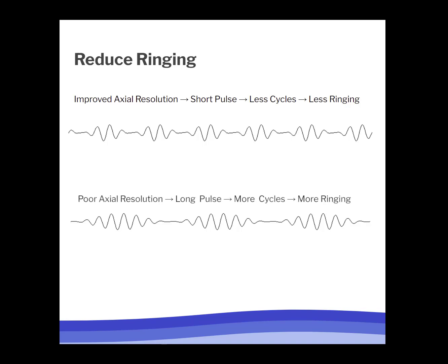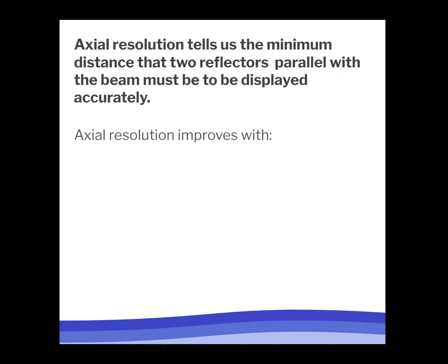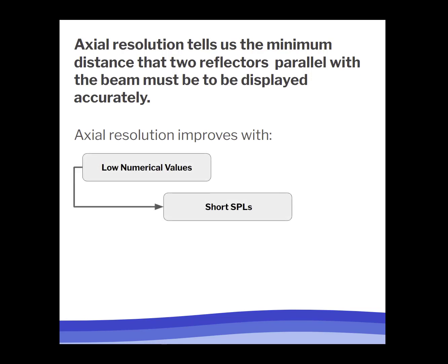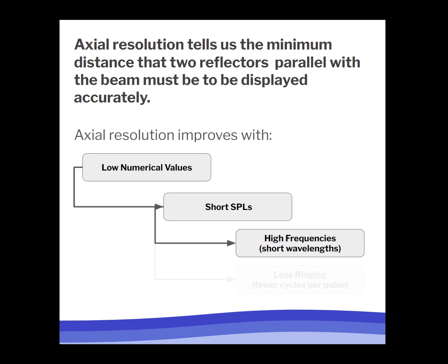When we let the transducer ring, it can make more cycles per pulse, which makes the pulse long and degrades the axial resolution. This is another reason why imaging transducers have backing material to help create short pulses, which improves the resolution. So to recap, axial resolution tells us the minimum distance that 2 reflectors that are parallel with the beam must be to be displayed accurately. Axial resolution then improves with low numerical values, which are due to short SPLs. Short SPLs come from high frequencies because of the short wavelengths, and fewer cycles, which is caused by less ringing and backing material.